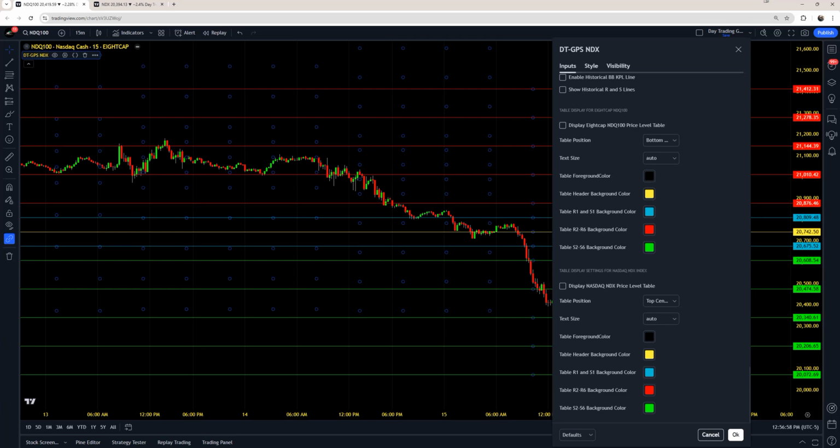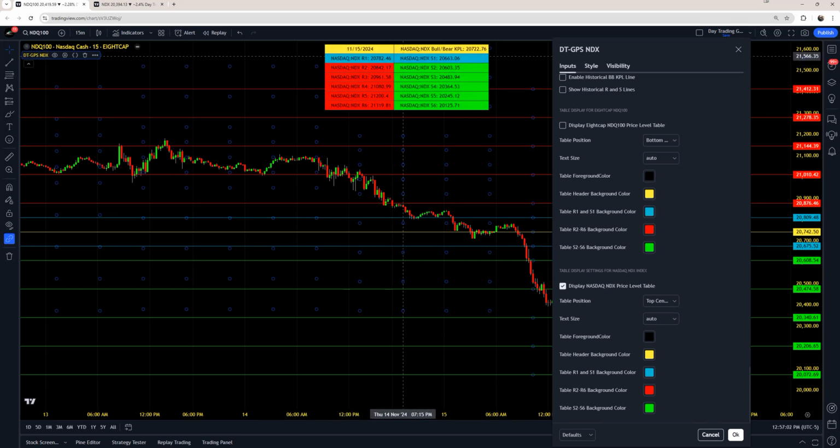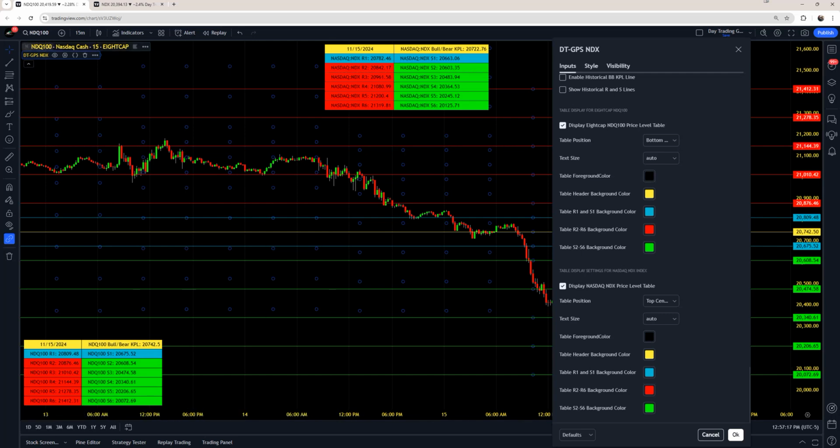Or, for example, you could just have the Nasdaq NDX table turned on if you're simply concerned about seeing what those levels are for the 9:30 open and getting them early at 9 a.m. while you're on the NDQ 100 chart. But by default, both of them are going to be on if you're on the NDQ 100 chart.